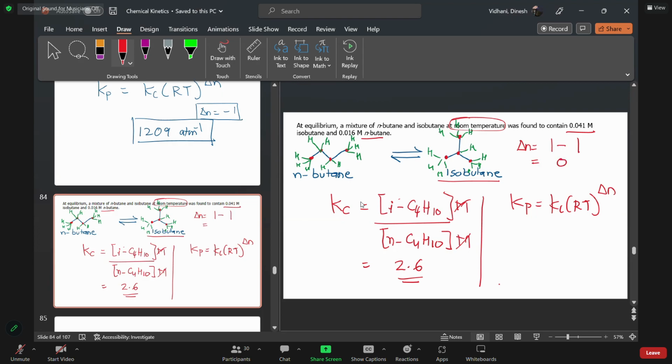So delta N is 0. Anything raised to 0 is 1. I don't need the value for R. I don't need the value of T. In that sense, I can simply say Kc RT raised to 0. Anything raised to 0 is 1. So Kp equals Kc. I can simply write Kp equals 2.6. So Kp and Kc are same in this reaction.